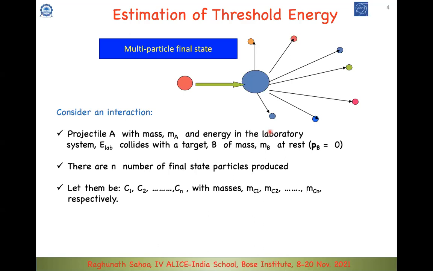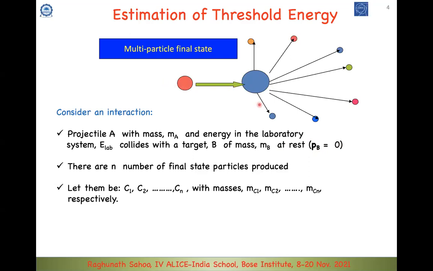So I consider projectile A, with mass m_a, and energy in the laboratory as E_lab. This collides with a target B of mass m_b. Okay. So when I say it collides with a target of mass m_b, the m_b is at rest, and somewhere I could not put an arrow, but bold is also your 3-vector. So assume that it is a 3-vector. So p_b is equal to 0. So your Newtonian momentum of the particle is 0. So essentially this gentleman is sitting, and this red is coming and colliding with it.